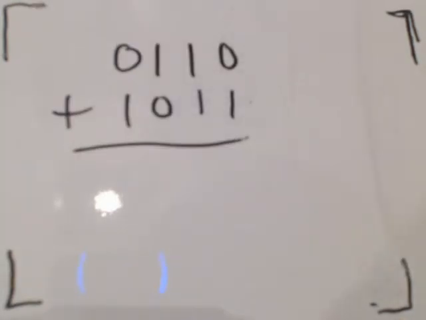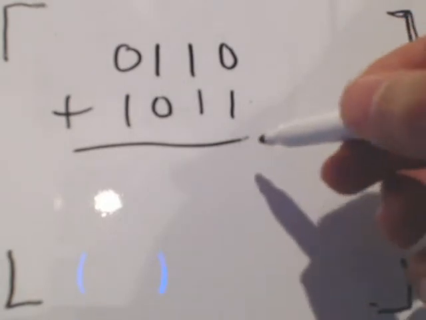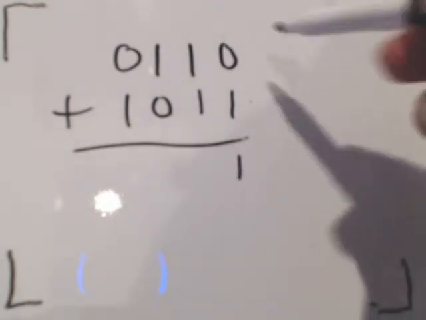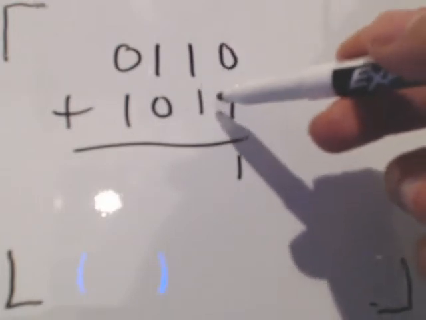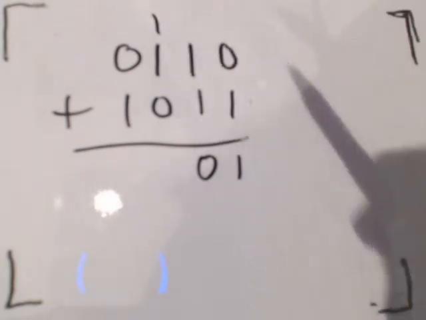For our first example, we're going to add two 4-bit binary numbers. Starting from right to left, we would add the 0 and the 1, which would give us a sum of 1 and a carry of 0. Adding the 1 and the 1 together, we get a sum of 0 and a carry of 1.